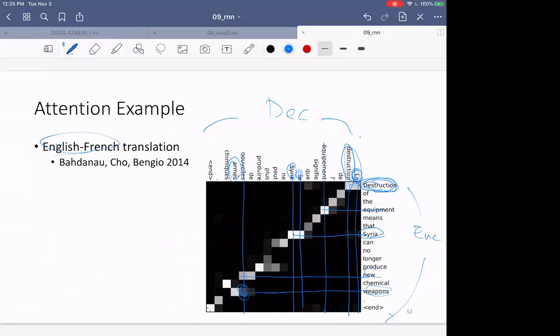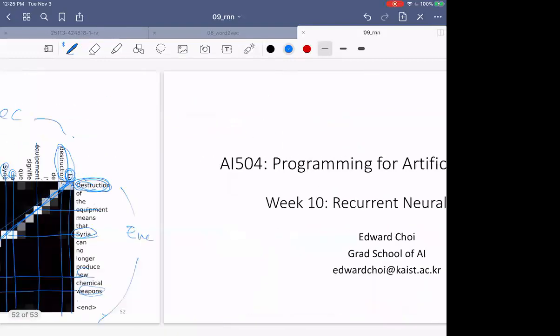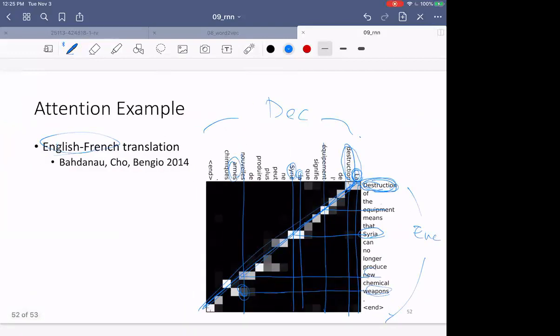This works especially well because English and French have a similar word order, so there's a very nice, pretty diagonal line like this. But if you think about English to Korean translation, then there will be some inversion somewhere. All right, so this is it. That's the end of the attention.